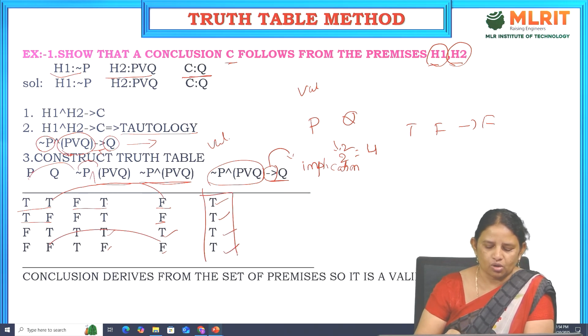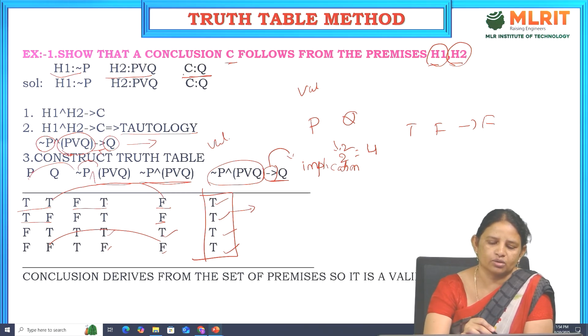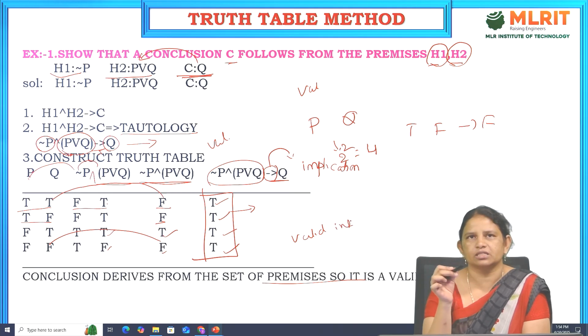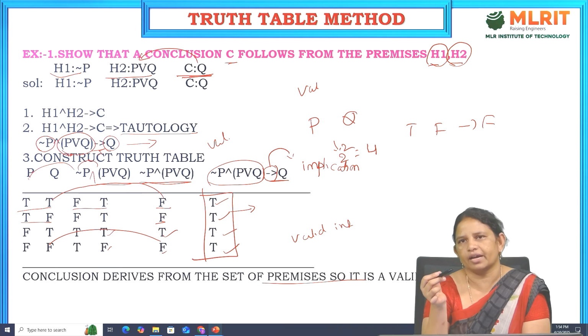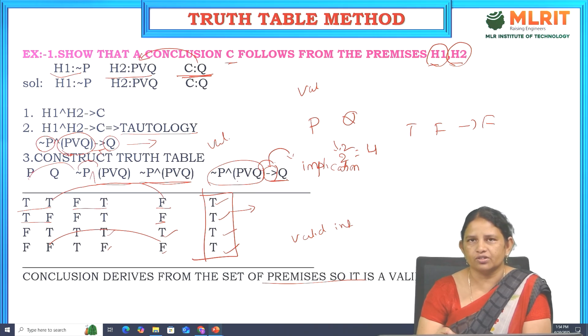Observe the last column of the truth table. The last column of the truth table is a tautology. Then we can say that this conclusion is derived from the set of premises. Then it is a valid inference. When the implication of the conjunction of premises to the conclusion derives a tautology, then we can say that it is a valid inference.